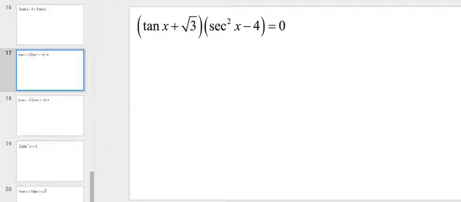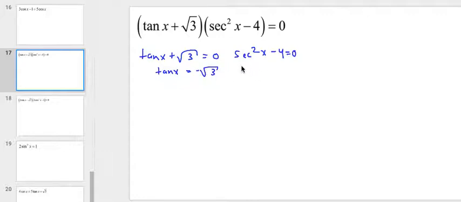Alright, this is the last video for solving by factoring for trig functions. So here we got tan x plus root 3 times secant squared x minus 4 equals 0. We can ZPP immediately. So we've got tan x plus root 3 equals 0 and secant squared x minus 4 equals 0. The first equation just becomes tan x equals negative root 3. And the second equation is secant squared x equals 4. And then if we take the square root of both sides, the second equation becomes secant x equals plus or minus 2.